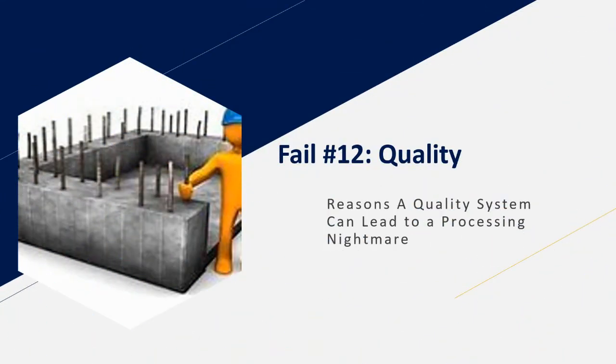Failure number 12 would be a quality system as it pertains to scientific molding, and we're going to go over reasons a quality system can lead to a processing nightmare.